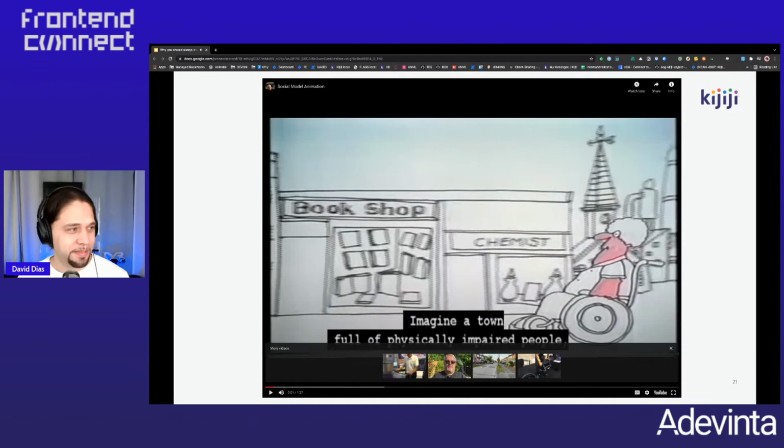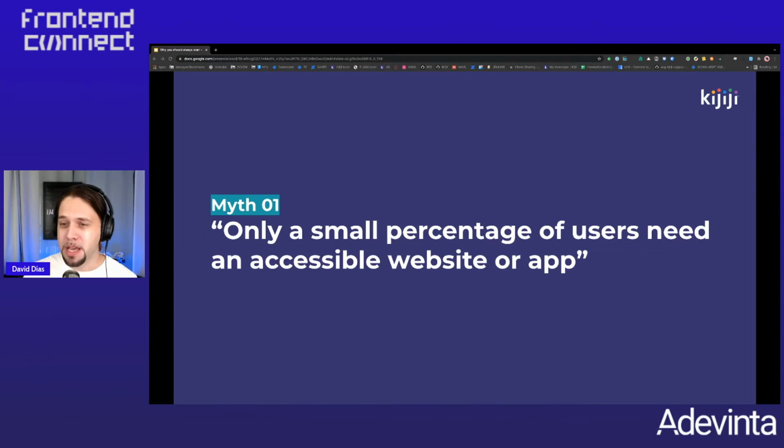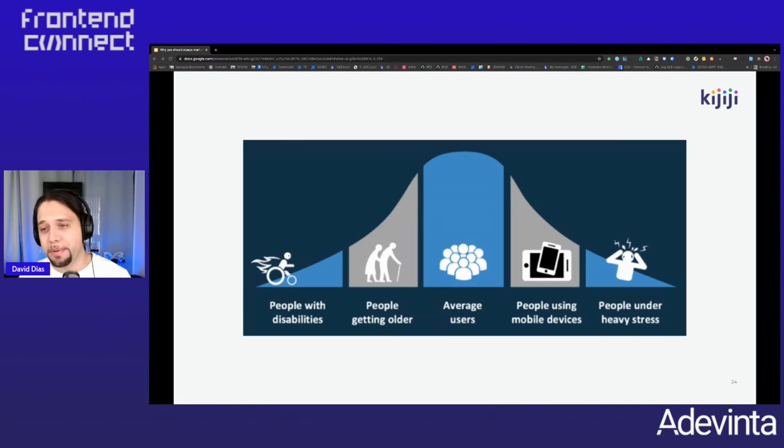So, next slide. I'm going to talk just really quickly about 4 accessibility myths you may probably believe. So the first myth is only a small percentage of users need an accessible website or app. And it's actually not entirely true. Most studies found that around 20% of the population in almost each country have some kind of disability.